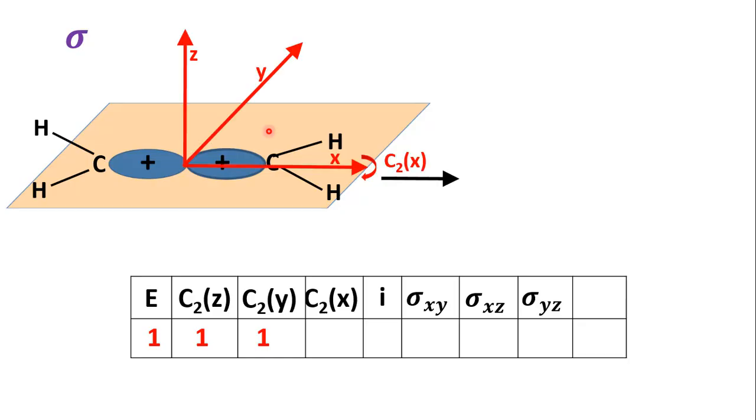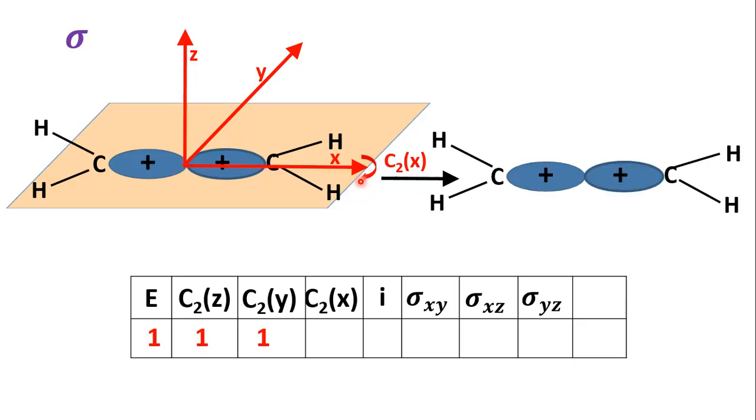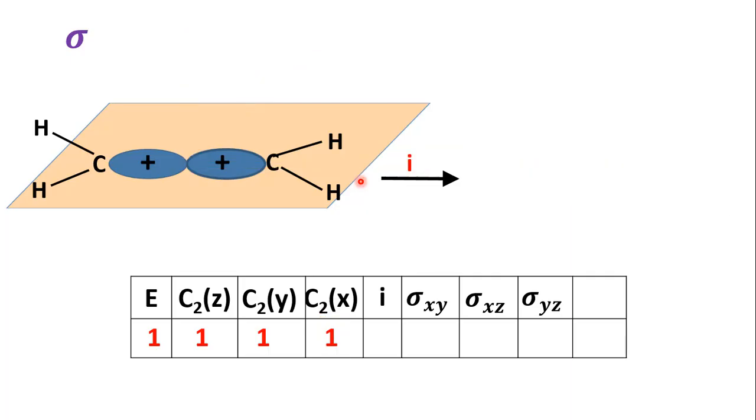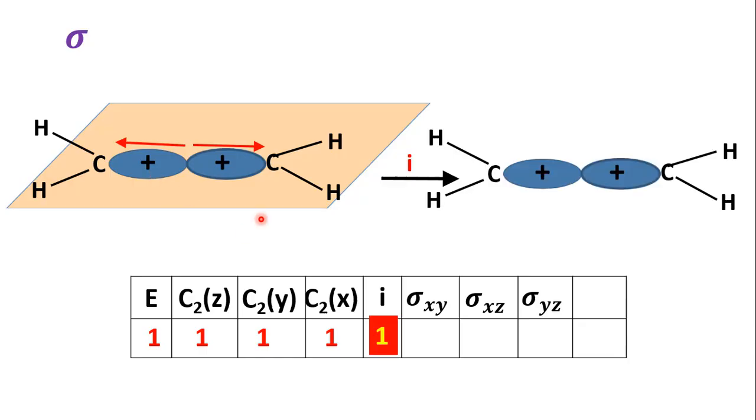Next we come to C2x. The two lobes of the sigma bonding molecular orbital are present on the x-axis, and so when you rotate through 180 degrees, there is no change in the sign, and so the value is 1. Next we come to the effect of the center of symmetry. From the center, when you draw a line towards the carbon atom, you find the positive lobe, and if you draw a line of equal distance in the opposite direction also, you find a positive lobe, and so signs are unchanged and the value is 1.